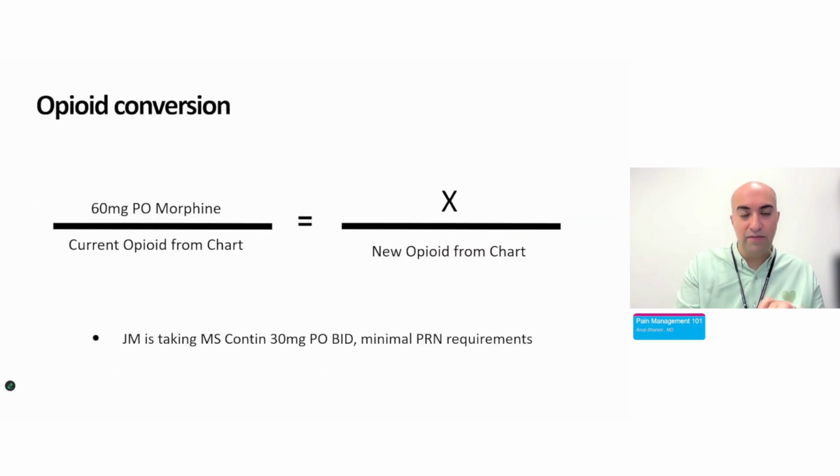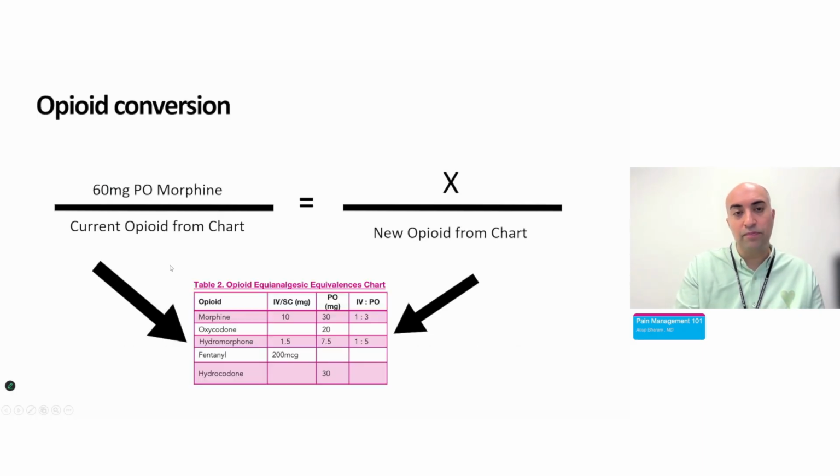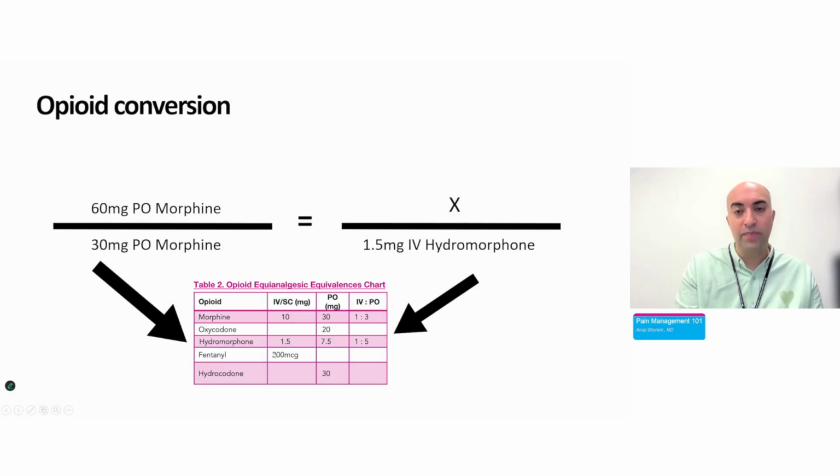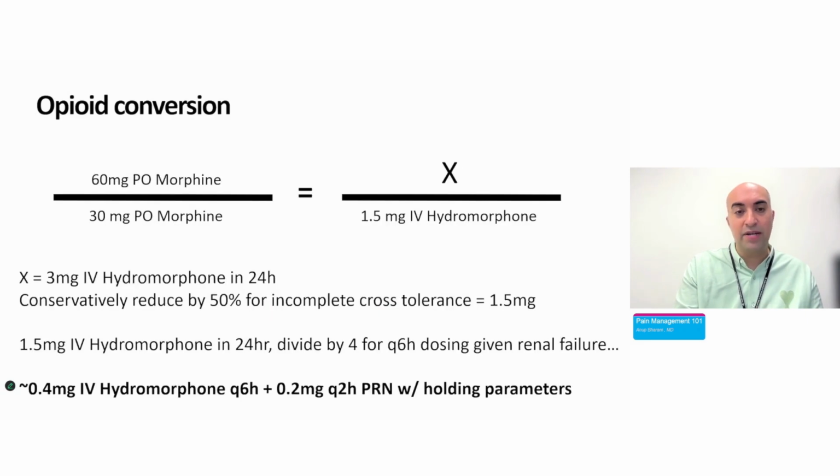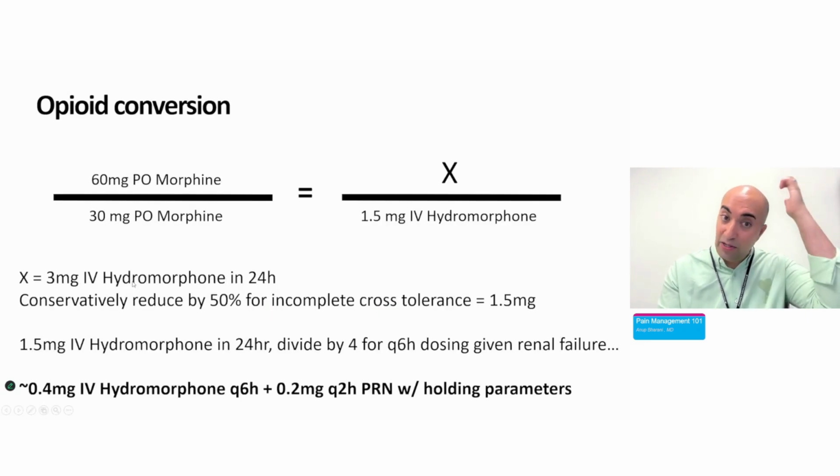And so in this case for JM, he's on MS Contin 30 BID at home. So that's 60 total in a day. So that's his dose. If you remember, the current opioid from the chart is here, 30. We're solving for X. And so the ratio here, the new opioid from the chart, if we're going to convert to IV dilaudid, is 1.5. So now we set up the ratio, and setting it up every time to solve for X, we get 3 milligrams of IV dilaudid in 24 hours.